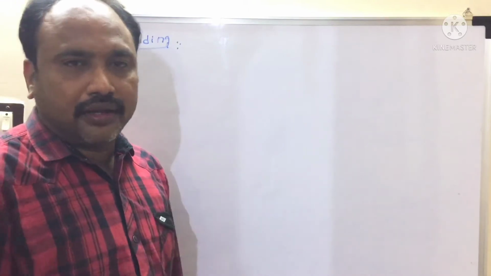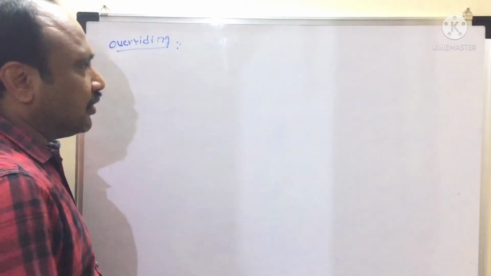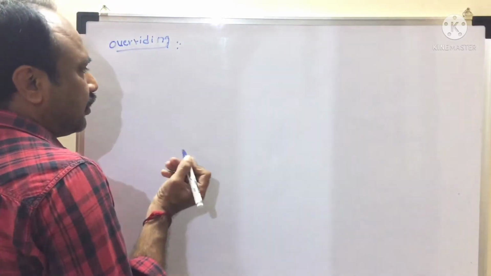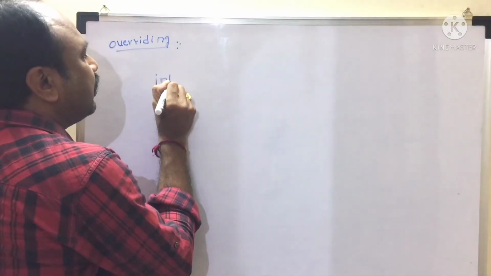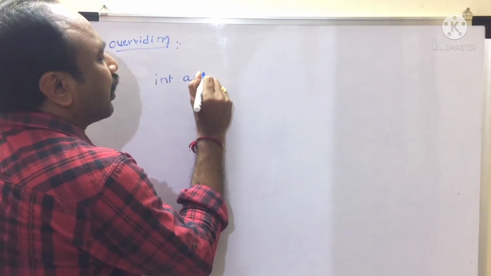I am going to explain overriding. Before introducing overriding, please go through this example. Normally, when you are going to write something in your notebook, for example, you are writing like this: int a equal to 100.